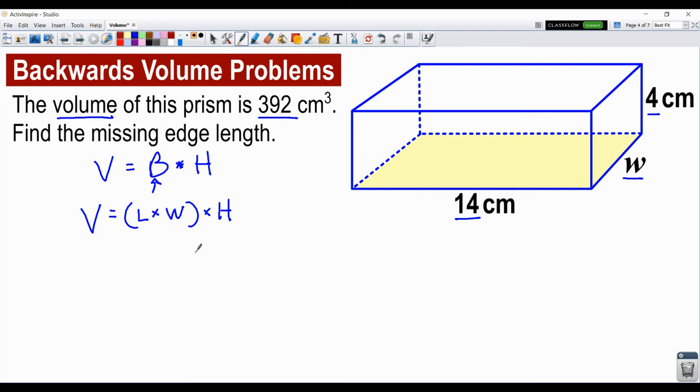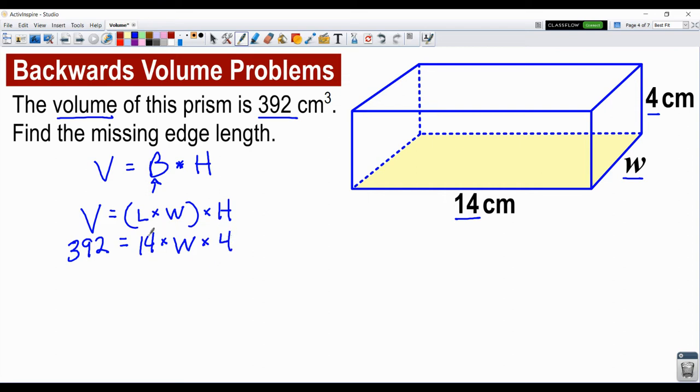Now, when I'm working backwards, I always start with the formula. I have the entire formula written out. Once I have the formula written out, then I go in and underneath each letter plug in what I know. Well, we know the volume, it was given to us. So 392 cubic centimeters. We know the length of the base rectangle, so I'm going to write that in, 14 times. We don't know the W, but we do know the prism's height, 4.